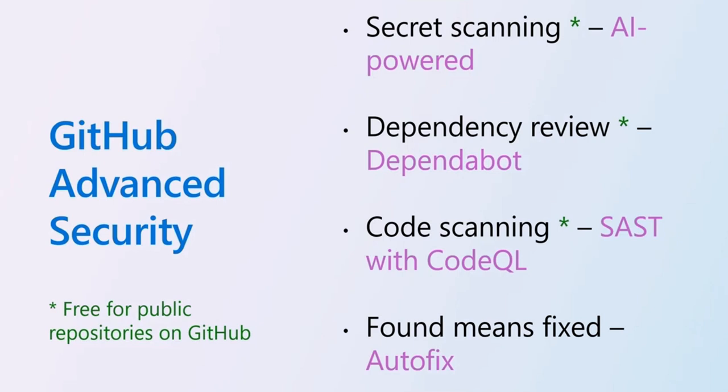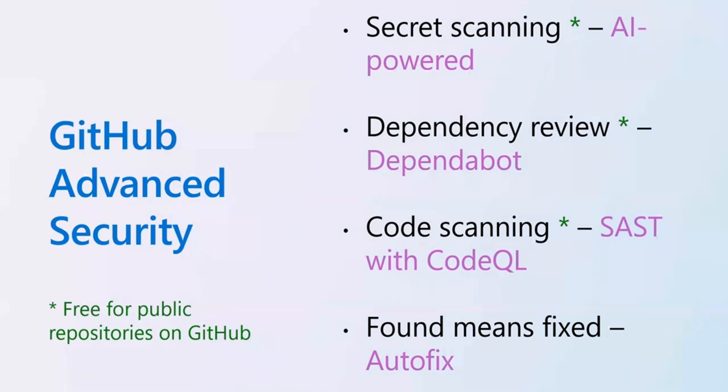So if you were a bit inattentive and mistakenly submitted to your code base some secret password or something sensitive, you will be immediately reminded of that. Thanks to AI-powered scanning of the code, GitHub Advanced Security will identify this, and then you can remove it.